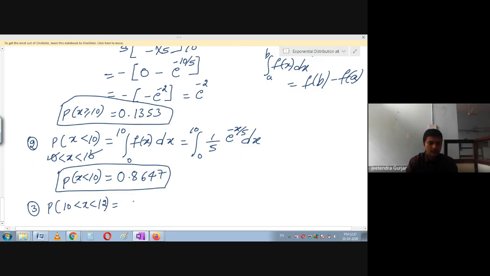So I think you should remember now. You should calculate and tell me. It is integration from 10 to 12 of f of x dx. As it is a positive value, therefore the function will be.